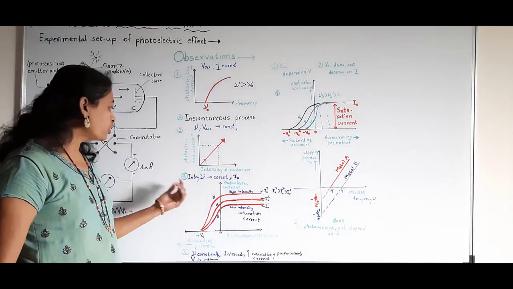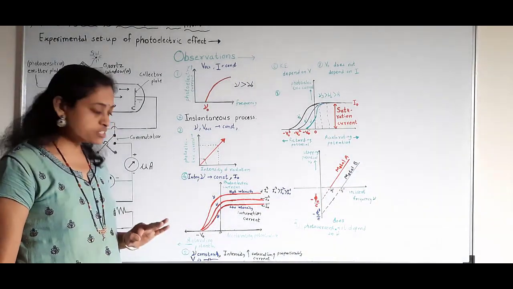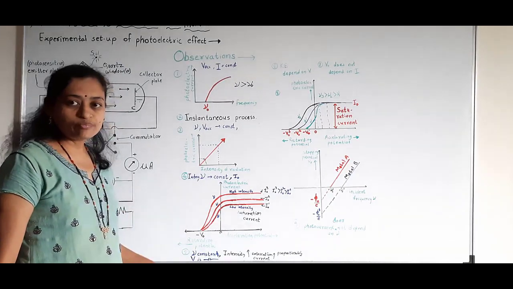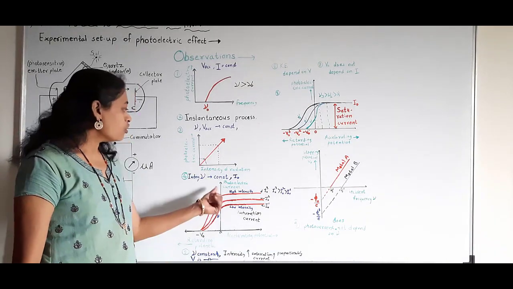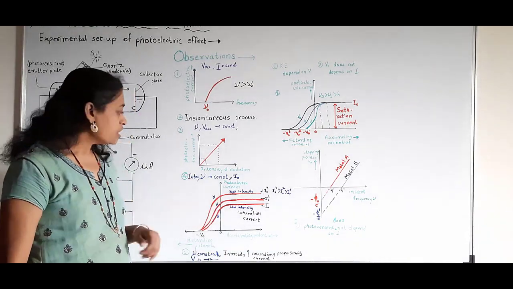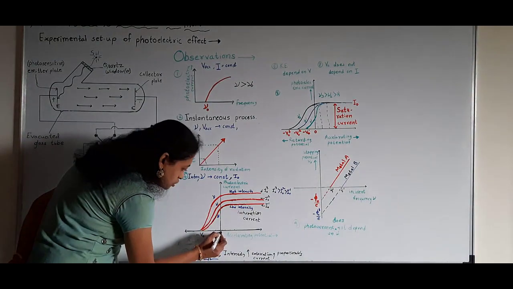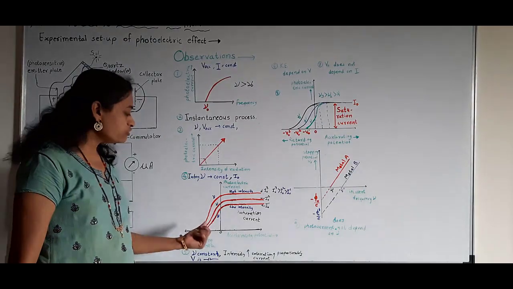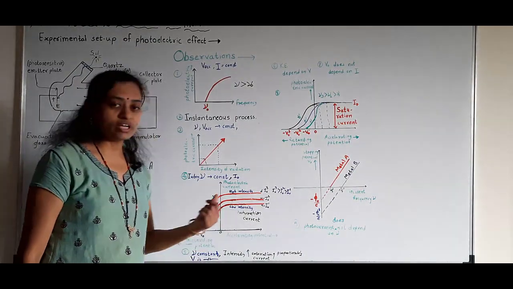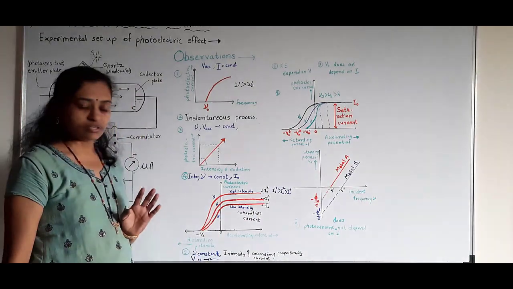Now we study the next point. For that, we have to consider 3 steps. In these 3 steps, we study the effect of potential on the photoelectric current. At first, we consider what happens at zero potential, what happens when we give the accelerating potential, and what happens when we give the retarding potential.